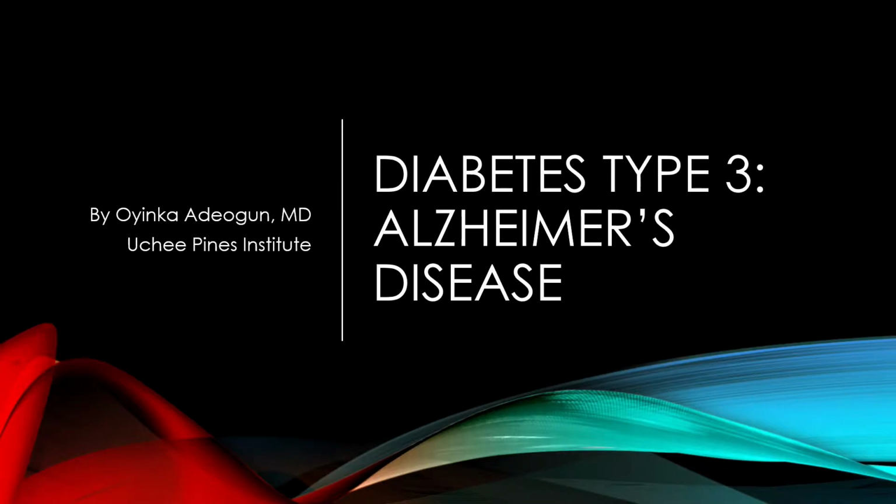Today we'll be talking about diabetes type 3. A lot of people have not heard about that term, diabetes type 3. We'll discuss why Alzheimer's disease is actually termed diabetes type 3. Alzheimer's is a type of dementia, but we have so many different types.